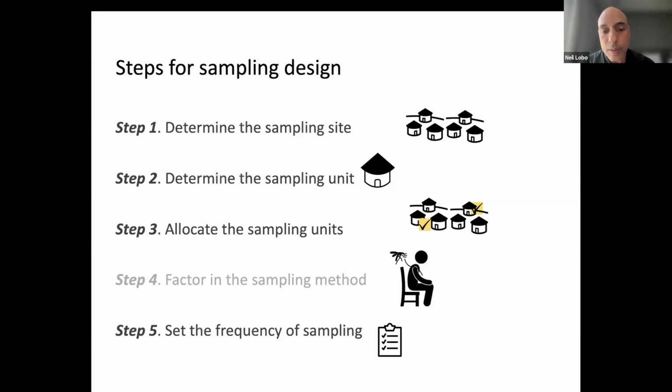Now, we already talked about the sampling method, so we're not going to go over it in detail, but we want to factor that into the sampling design, as in how will the sampling method impact our sampling unit and the number of sampling units we can actually conduct. And then step 5 is set the frequency of sampling. We'll go over each one of these steps now.